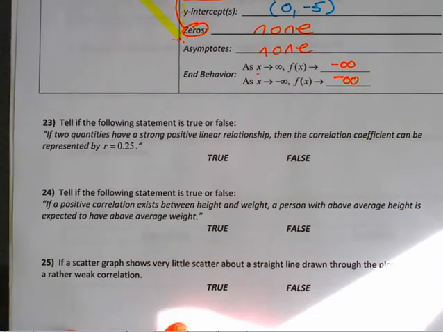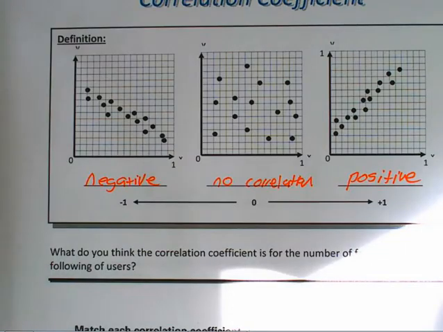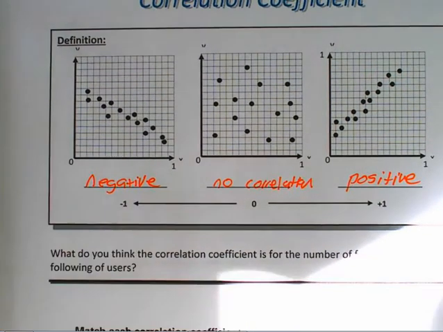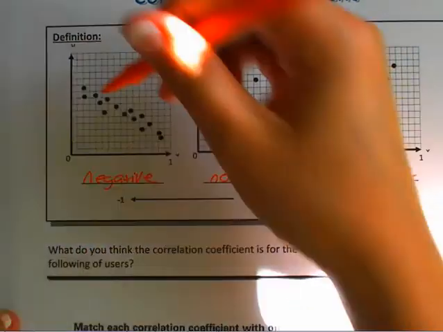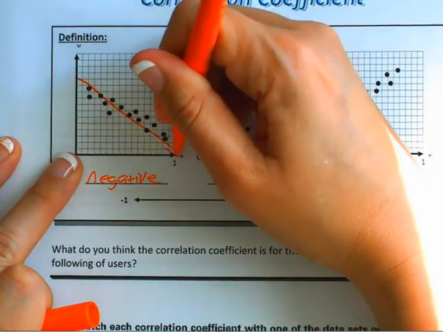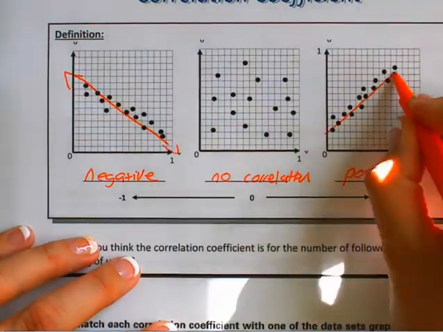Tell if the following statement is true or false. If two quantities have a strong positive linear relationship, then the correlation coefficient may be represented as r equals 0.25. For this section, you need to remember what the correlation coefficient is. The example we showed you in class were these three examples. This is a negative correlation. Think about a line going through there. This right here has no correlation, and then this one has a positive correlation.